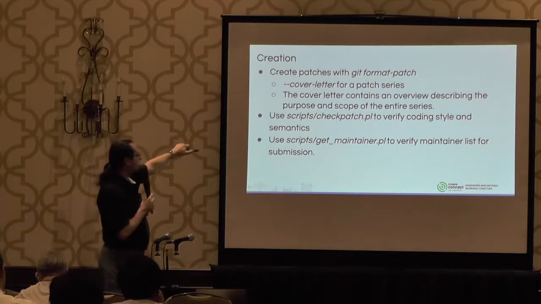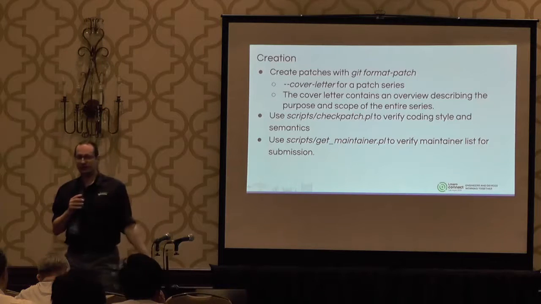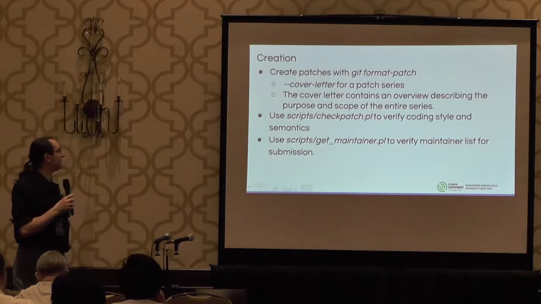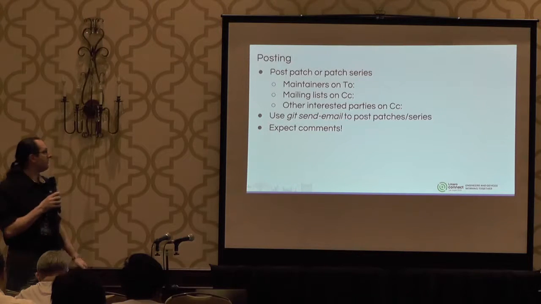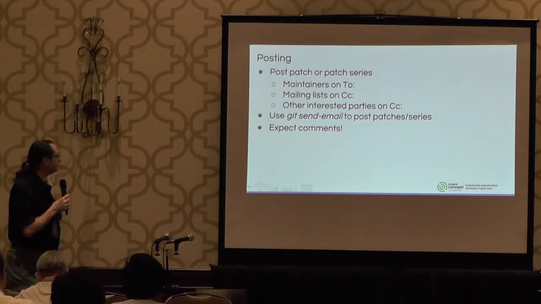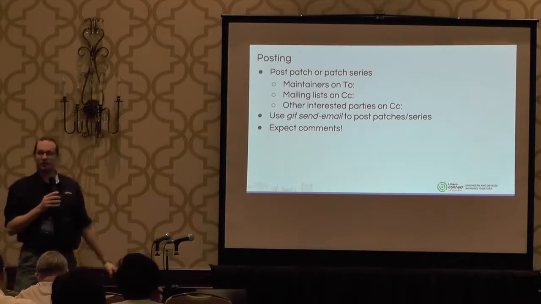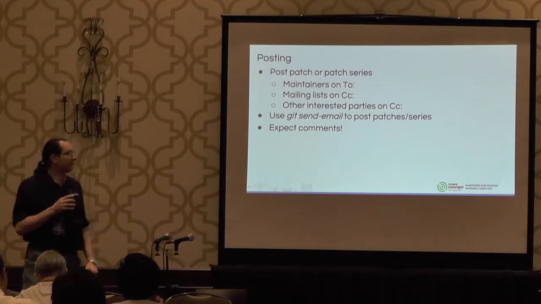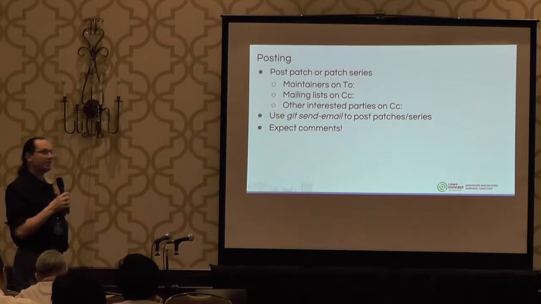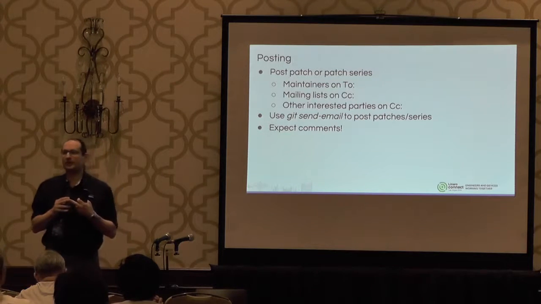And then finally, once you've got your set of patches and you think it's ready to go, there is a tool to scan the MAINTAINERS file and help you figure out who to send that patch to. So you can use that tool to get the maintainers, and then you send out your patch. So you put the maintainers on the To list, and you put mailing lists typically on CC, and if there are other interested parties, so there might be reviewers that come up out of the maintainers.